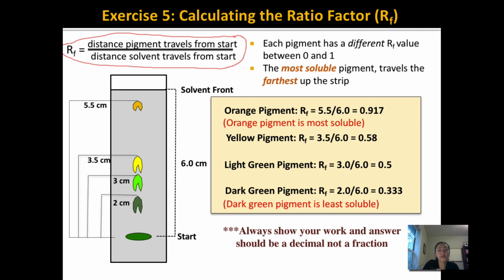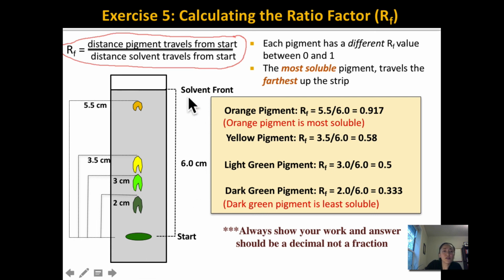A couple of things you have to make sure you don't make certain mistakes on the exam. One is sometimes you'll be given a measurement from the bottom of the paper to start. You want to ignore that because remember, we're starting all of our measurements from the start line. We're not doing anything down here on the bottom. We don't care about the distance from the bottom of the paper to start.